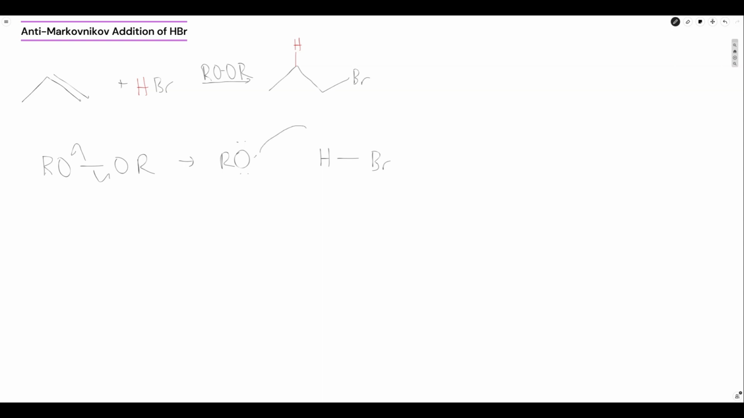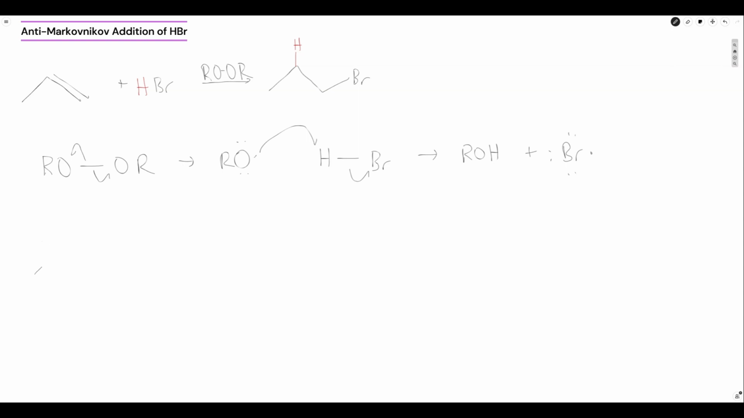What happens next is this. These are fishhook arrows. A half arrow implies a single electron or a radical mechanism. I'll do a video on radical mechanisms in more detail, including initiation, propagation, and termination, and the entire mechanistic cycle. The point being that in this case, we generate this, ROH plus, now we have a Br radical. So this is a highly reactive radical intermediate.